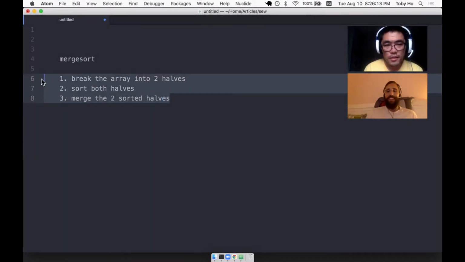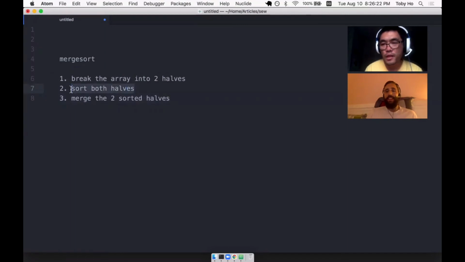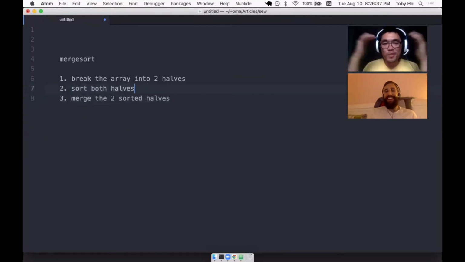Any questions? And then somebody said, and I knew they were going to ask me this, but they said, yeah, but how do you get the 2 halves sorted? Don't you run it again? That's recursion. And that's the part that blows their minds. You use merge sort to sort the 2 halves.